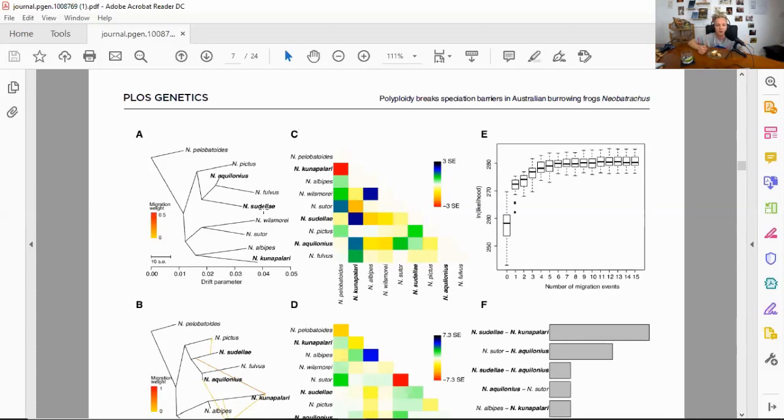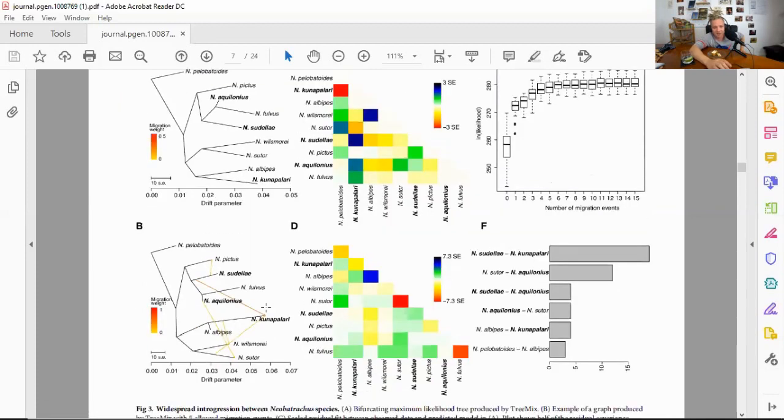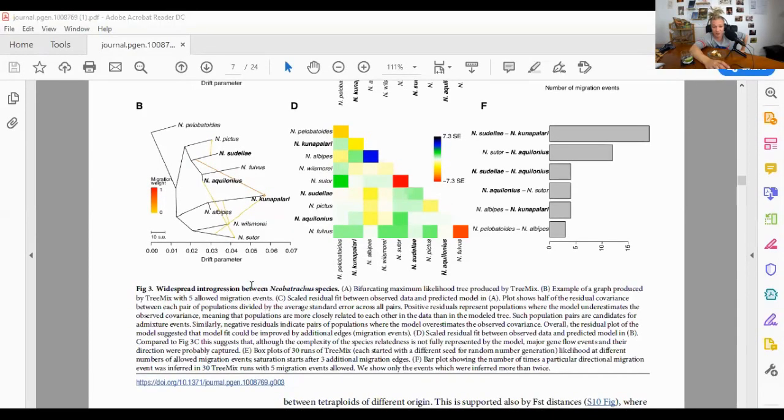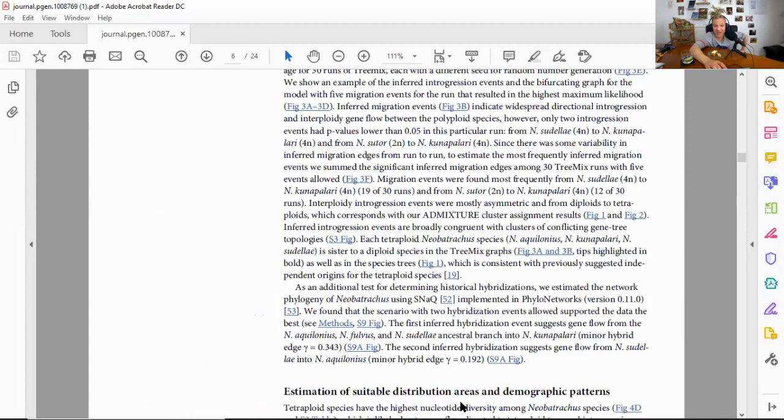So it's not like there was one event where things became tetraploid, and then from there, the new species subsequently also came from that one tetraploid. No, these are independent events. Down here at the bottom, you can kind of see in B the rates of introgression between the different species, and a lot of those lines really seem to be going towards those dark, bold colored tetraploid species. And here in F, you can, as well, see the number of times a particular directional migration event happened, highest in Sudele to Cunipolari. So even amongst themselves, the tetraploids share a lot of genes, much more compared to the rest of the Neobatrachus. Fascinating stuff.